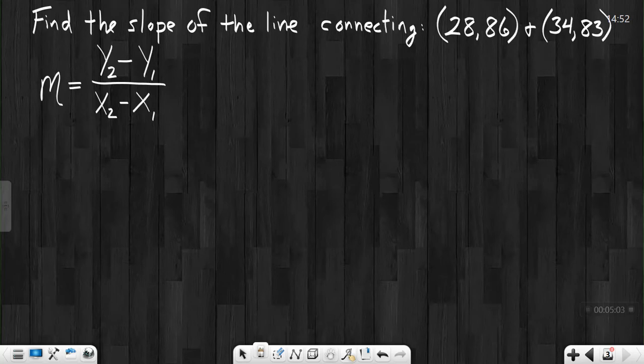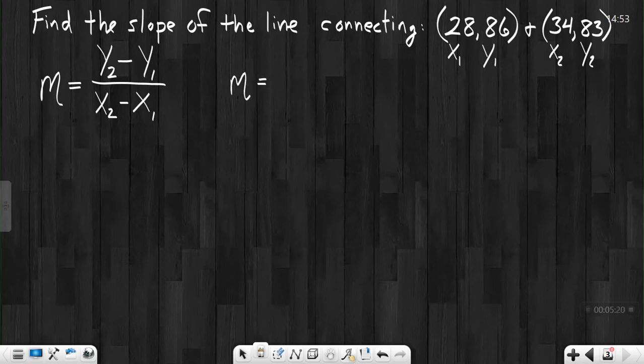I can label those over here. My first x value is my first x point. My first y value is my first y point. And then my second x value is the x value of the second point. And my second y value is the y value of that second point. So I can go ahead and use my formula.